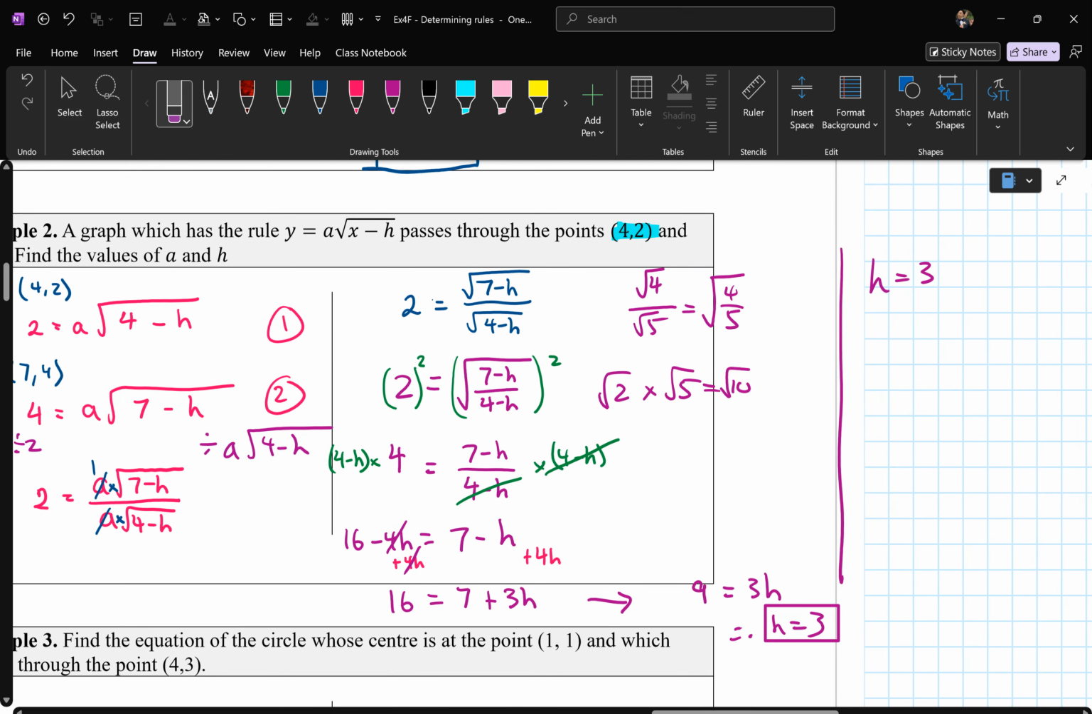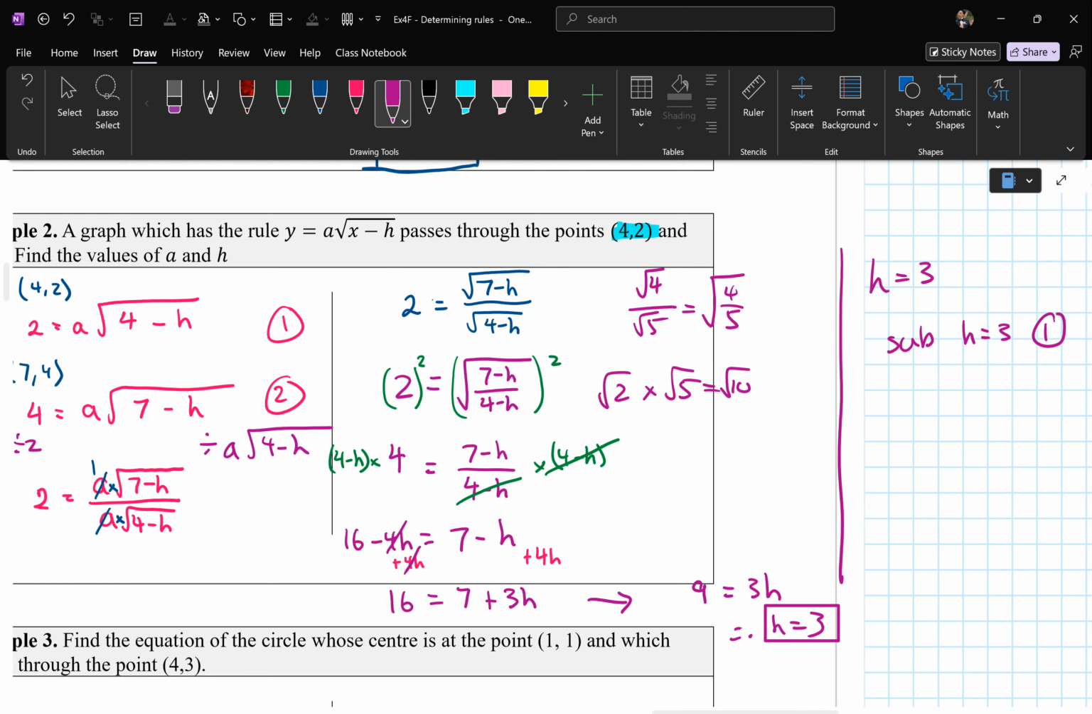So for me, I would have done sub h equals to 3 into equation 1. So that means that you get 2 is equal to a square root of 4 take away 3. Root of 1 is just 1. So conveniently, a equals 2, which is exactly what I said at the start. Even though I didn't know the graph, I didn't know what a was and h was, I was able to predict that it was going to be a positive value. And I was correct. And that's how you proofread.